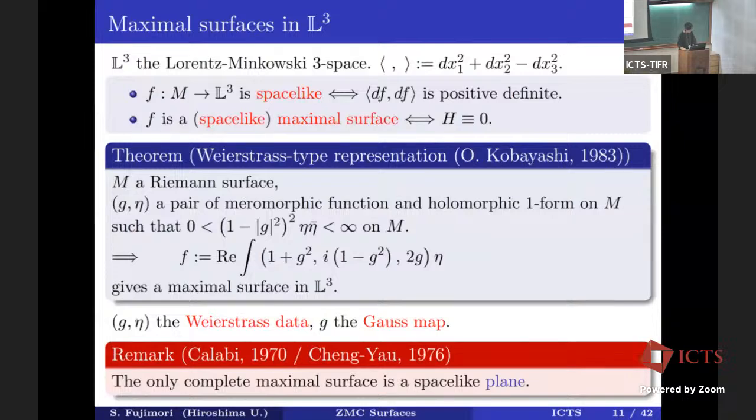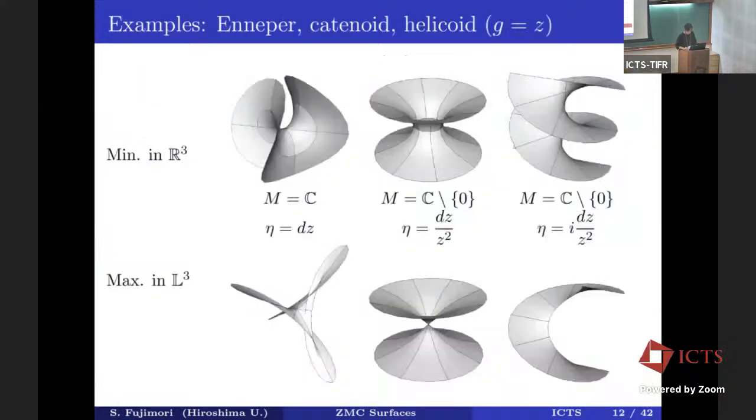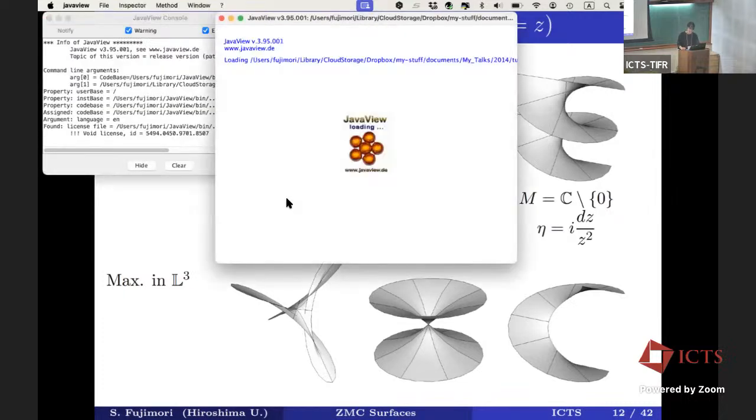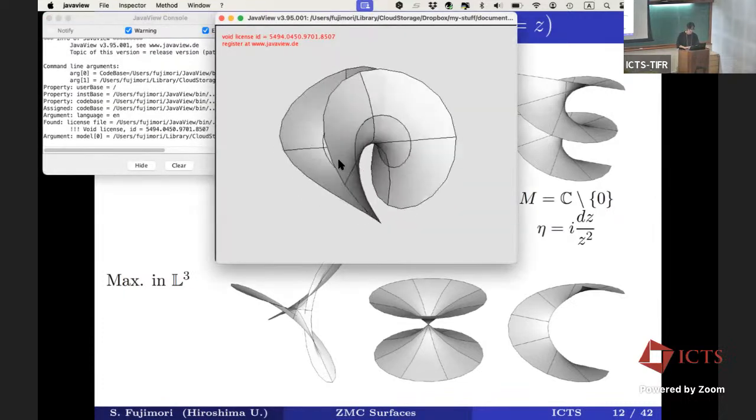And it is known that the only complete maximal surface is a space-like plane. Okay, so I said this maybe third time. So compare with the same Weierstrass data the minimal surface in R3 and the maximal surface in L3. So let M be the complex plane and g equal to z and eta equal dz. So in this setting, in R3, we have Enneper's surface.